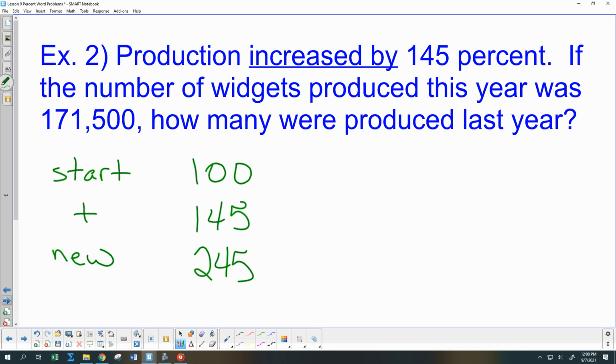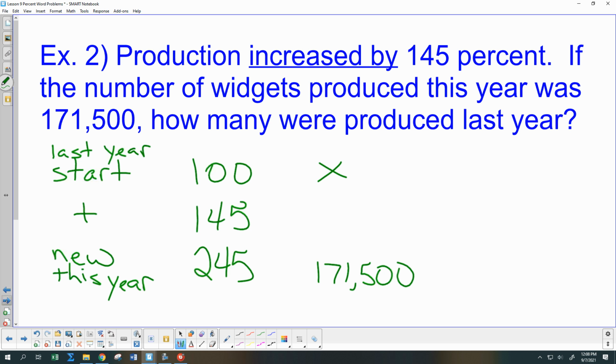And so that was, the new was this year, if we start reading the rest of the problem, and the start was last year. So the number of widgets this year, so that's going to be 171,500. We want to know how many last year. So we need to put our X here. We don't need the middle row now. Since I've got that middle row kind of in the way though, I'm going to rewrite the 100 over 245, the top over the bottom, equals the top X over the bottom, 171,500.